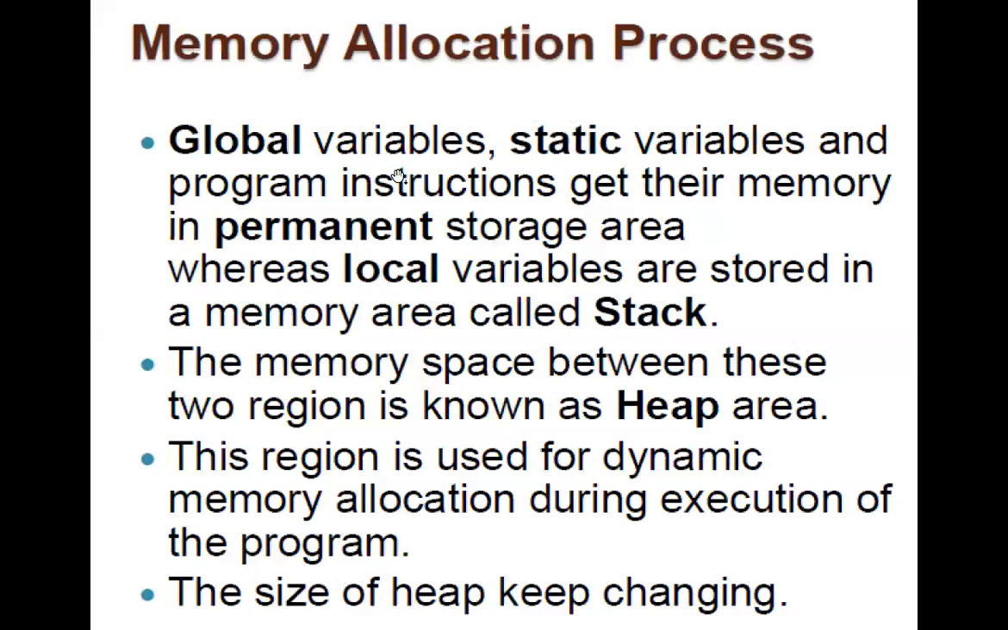Your global variables, static variables, and program instructions will get permanent storage, while local variables will be present in your stack. The memory space between the stack and permanent regions is called the heap area. This region is used for dynamic memory allocation. This dynamic memory allocation will be done during the execution of the program. The size of the heap will keep changing, because while you are using it, you are going to change it. I will tell you how.